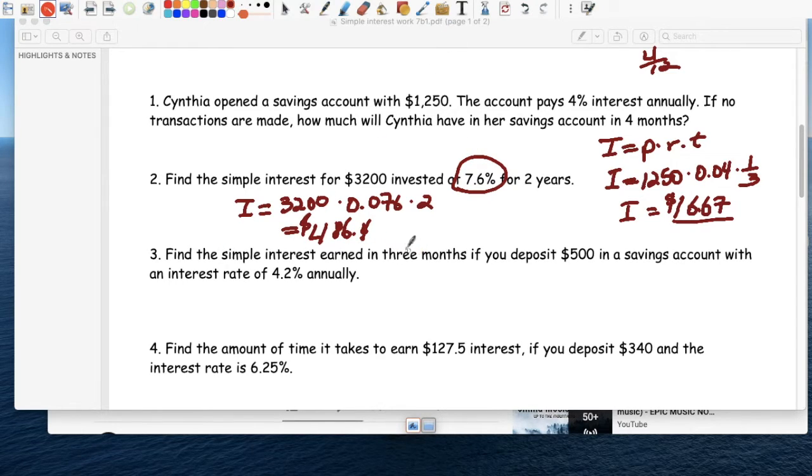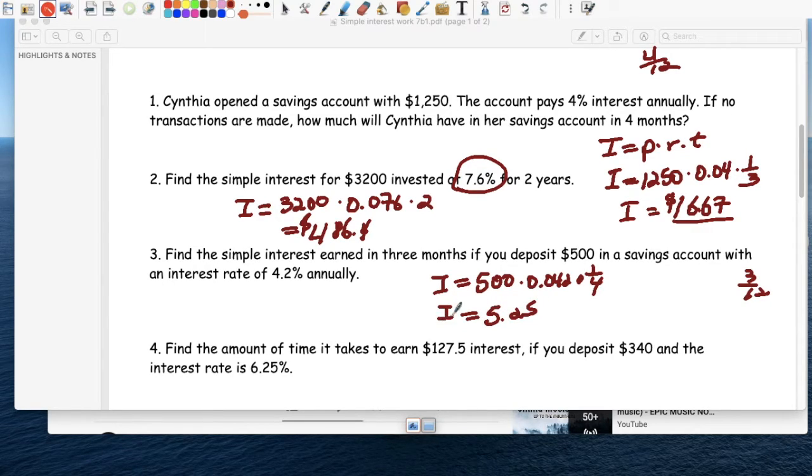Find the interest earned in 3 months. Again, this is very similar to question 1. So you're depositing $500. That's your principal. You're leaving it for 3 months at 0.042. 3 months is 3 over 12, which is the same thing as 1/4. So 500 times 0.042 times 1/4 is 5.25.